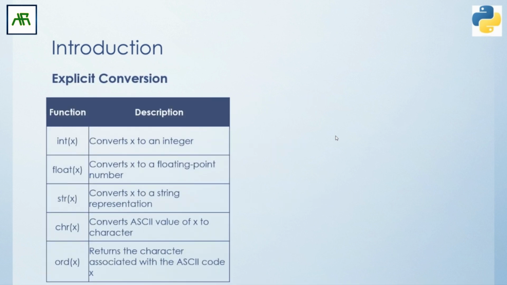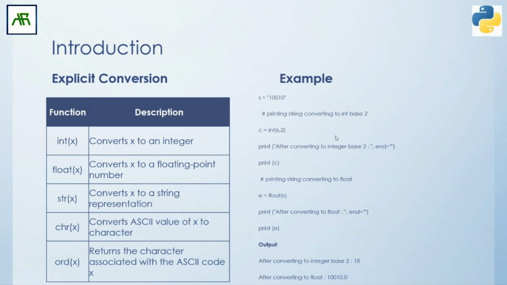Explicit conversion. What can be converted into what? int of x converts the operand or the variable x type from anything to integer. It could be text, it could be alphanumeric, whatever. But the resultant data type will be integer. Similarly, with float the resultant will be float, and so on. So here are some examples.